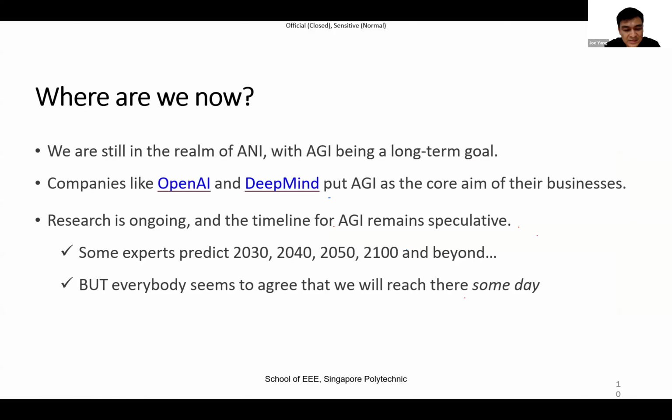Where are we now? Okay. So we are still in the realm of ANI and AGI, narrow intelligence and general intelligence. AGI is our long-term goal for today.